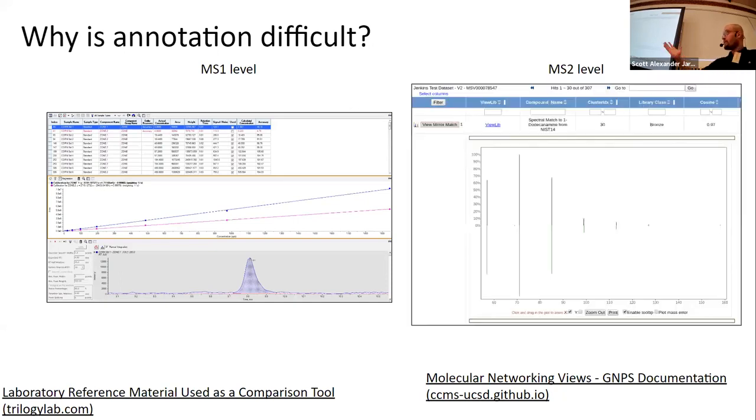In the MS2 level, this is a mirror match from GNPS. You have to have a reference spectrum in order to start beginning to annotate anything inside of your molecular networks. But the problem is that you need reference compounds. And this is the ultimate challenge.